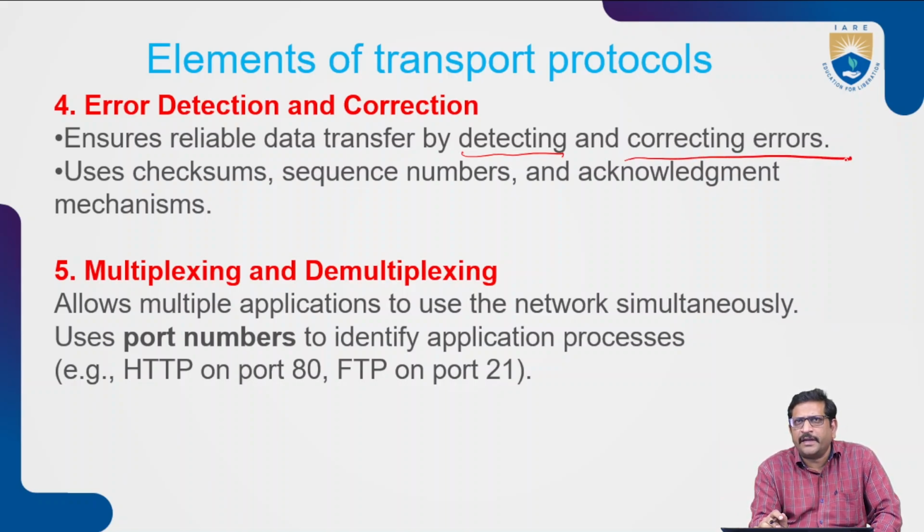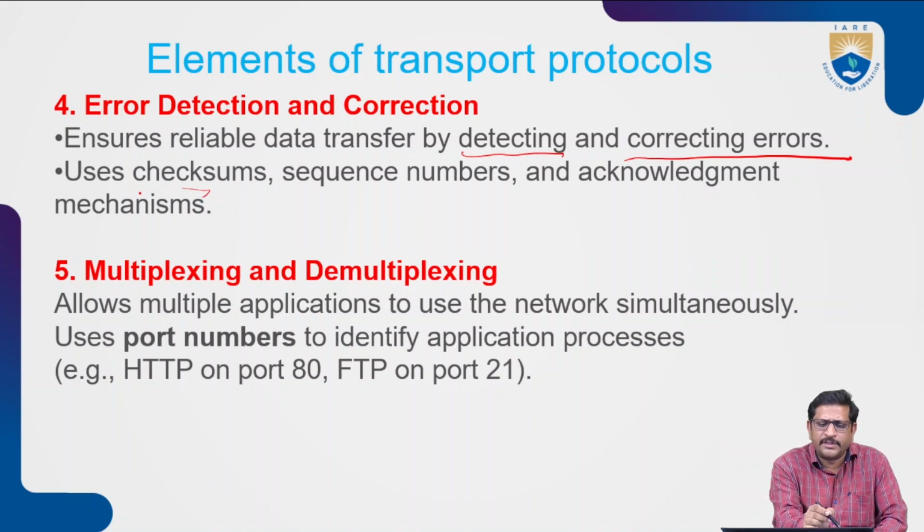Detecting the errors and correcting the errors, and then retransmitting the data. So that is how reliable transmission can be done. That is error correction and error detection, which can be done by different mechanisms. Error correction and error detection can be done by using the checksum mechanism or sequence numbers.